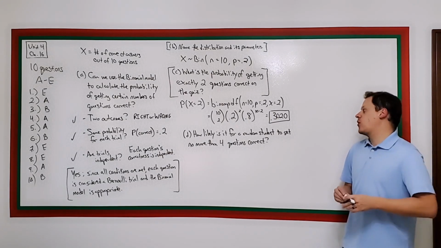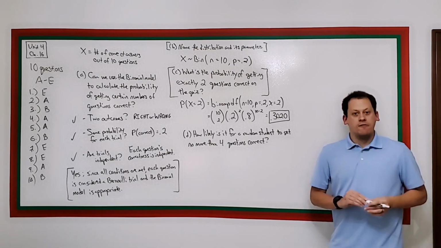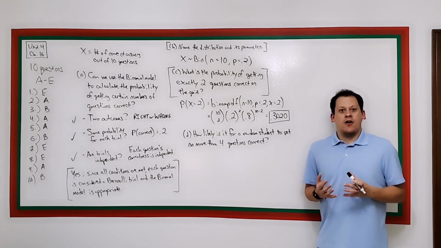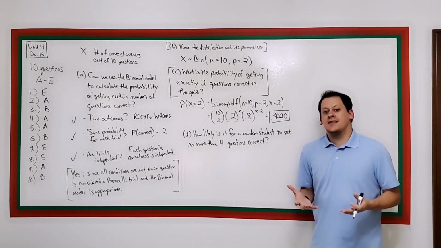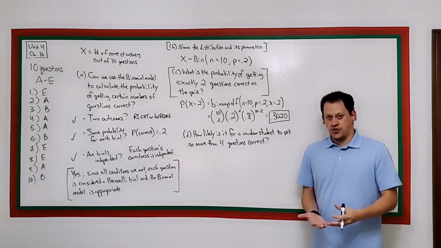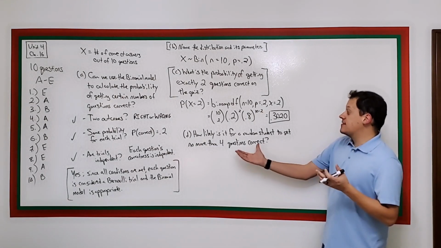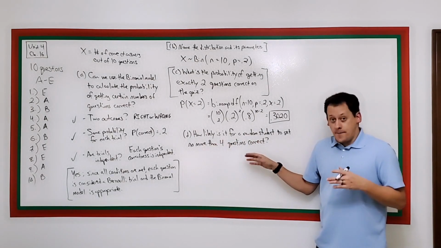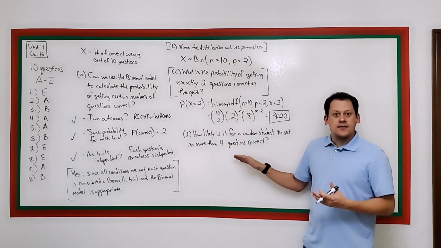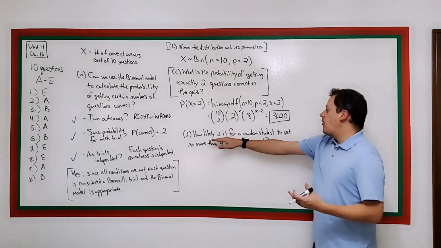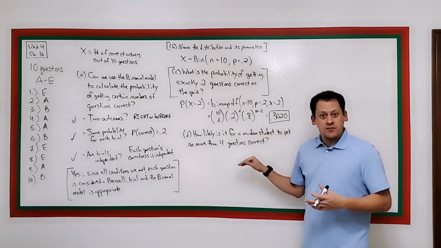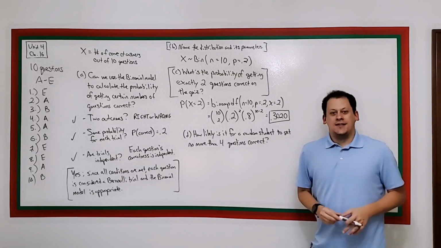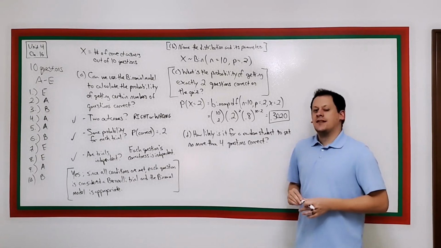How likely is it for a random student to get no more than 4 questions correct? Okay. It's important to know that there are several different ways that questions can be phrased that ask the same type of question. So you might notice this doesn't ask what the probability is of getting no more than 4 questions correct. But that is what this is saying. It's just a different way of phrasing it. How likely is it for a random student to do something is the same as what is the probability of it. So go ahead and tackle this one. Again, it's a review from the last video. Come back when you've got it.